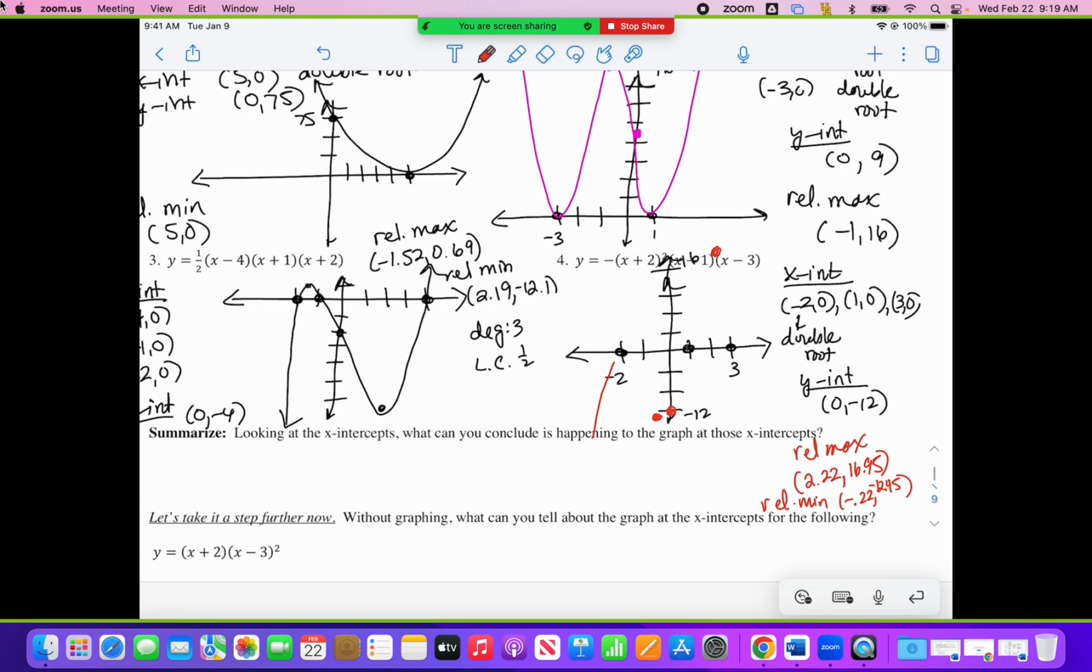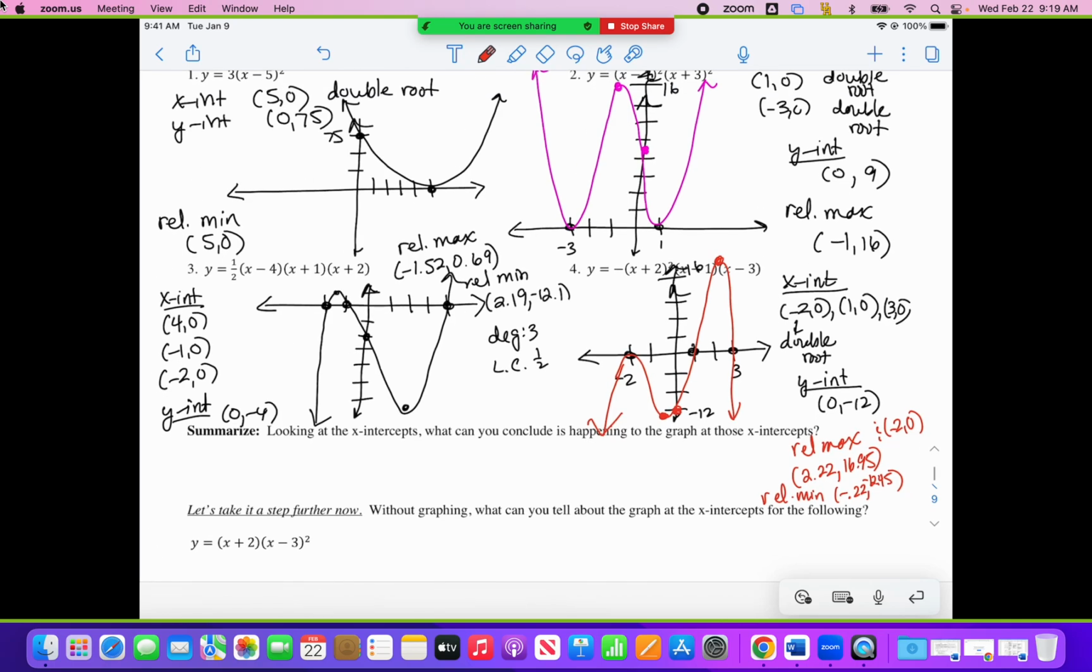Now, was there also a relative max at the -2, 0? Let me see. Yeah. So I also had a relative max at -2, 0. This is fantastic. This is like super cool. All right, so if you look at the x-intercepts, what can you conclude is happening?